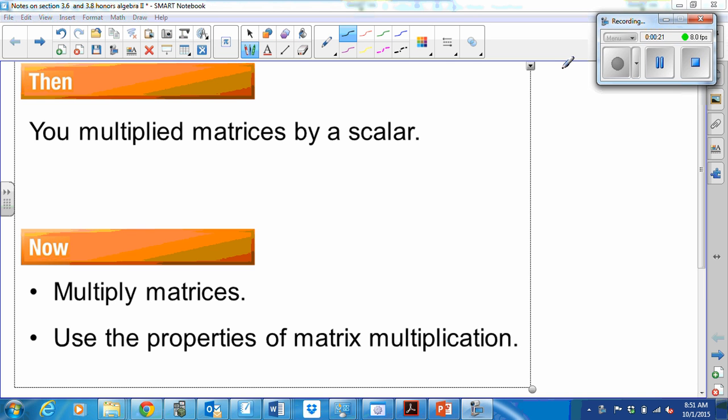and today you're going to actually learn to multiply full matrices by themselves, and it's not the way you think it would be. So you're going to learn how to put matrices into your calculator, and then you're going to learn how to pull them up and multiply them by each other.